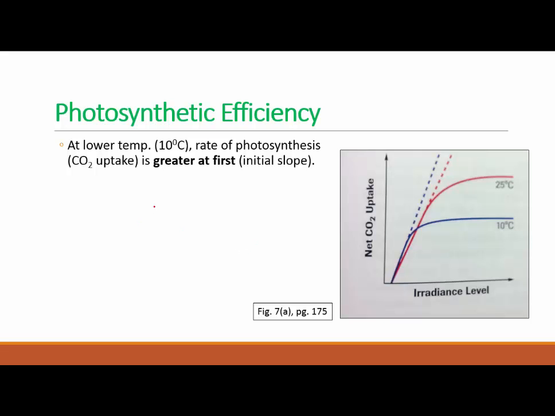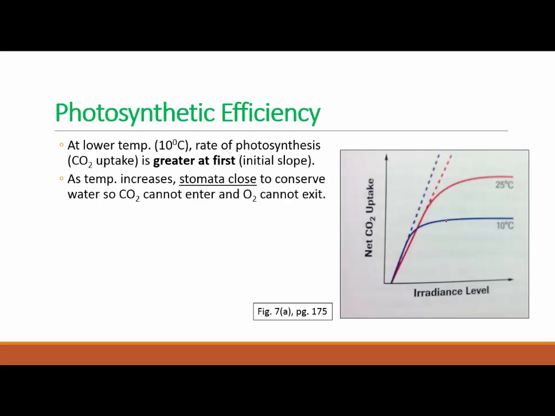So all this is tied together really. At the lower temperature, say at about 10 degrees Celsius, as you can see here in this blue curve, we get a good rate of photosynthesis, and actually the carbon dioxide uptake is greater at first. C3 plants do better in the lower temperature, because as the temperature gets increased, although we have the increased movement of molecules, and therefore those enzymes will work faster, the stomata at higher temperature start to close to conserve their water.